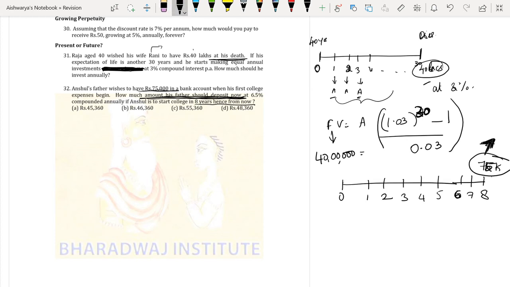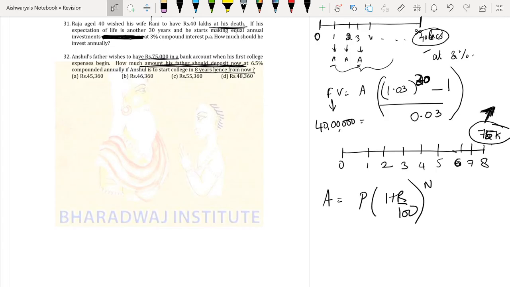So there are no 8 installments. It is a single investment. How much should his father deposit now? So he should deposit some number now. Amount is equal to P into 1 plus R by 100, the whole power N. Okay, so again, this is a future value question only. But the thing is, there's a single investment. So 75,000 you will keep as the amount. This is your future value.